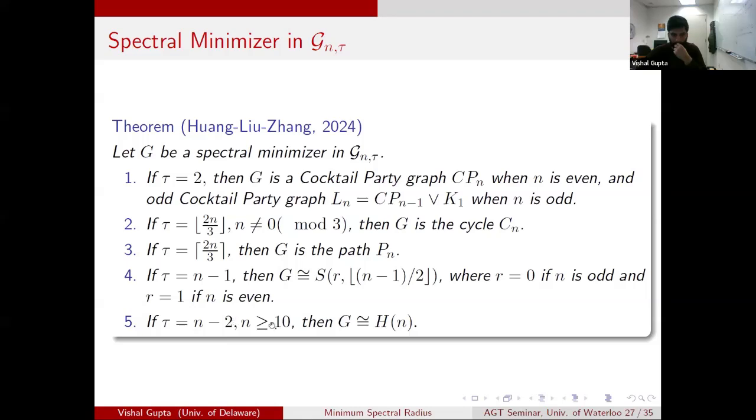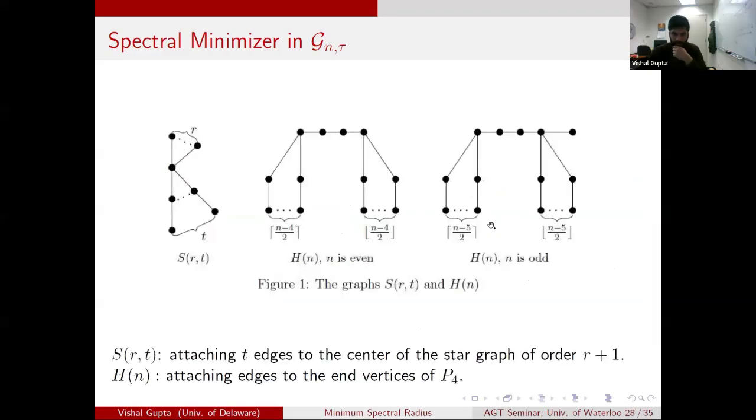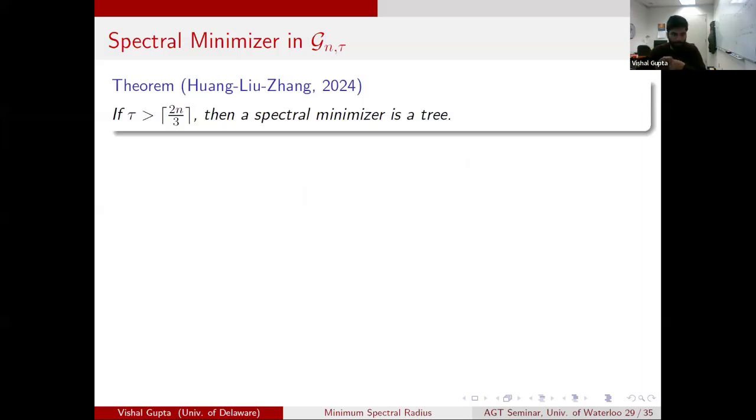And when dissociation number is n-2, they showed that the spectral minimizer is this graph H_n, where H_n is the graph we obtain by adding this many edges to the endpoints of a path of length 3, when n is even. And when n is odd, this graph is obtained from H_{n-1} by adding just a vertex to one of the endpoints of the path. And these are the spectral minimizers for these cases. And in their paper, they also showed that when dissociation number is greater than 2n/3, then a spectral minimizer is a tree. And the problem was open for other cases of dissociation number.